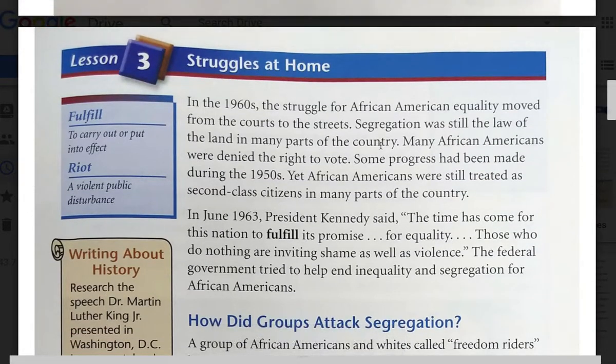In the 1960s, the struggle for African American equality moved from the courts to the streets. Segregation was still the law of the land in many parts of the country. Many African Americans were denied the right to vote. Some progress had been made during the 1950s. Yet African Americans were still treated as second-class citizens in many parts of the country.